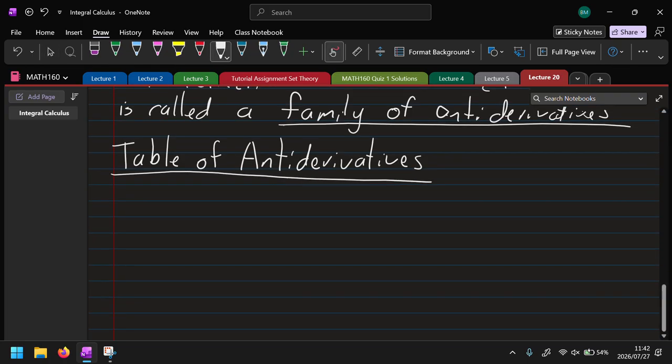So the first thing, we have little f of x on the left side of the table. For the table of derivatives, we had f and f prime. Now we're going to have f and capital F.